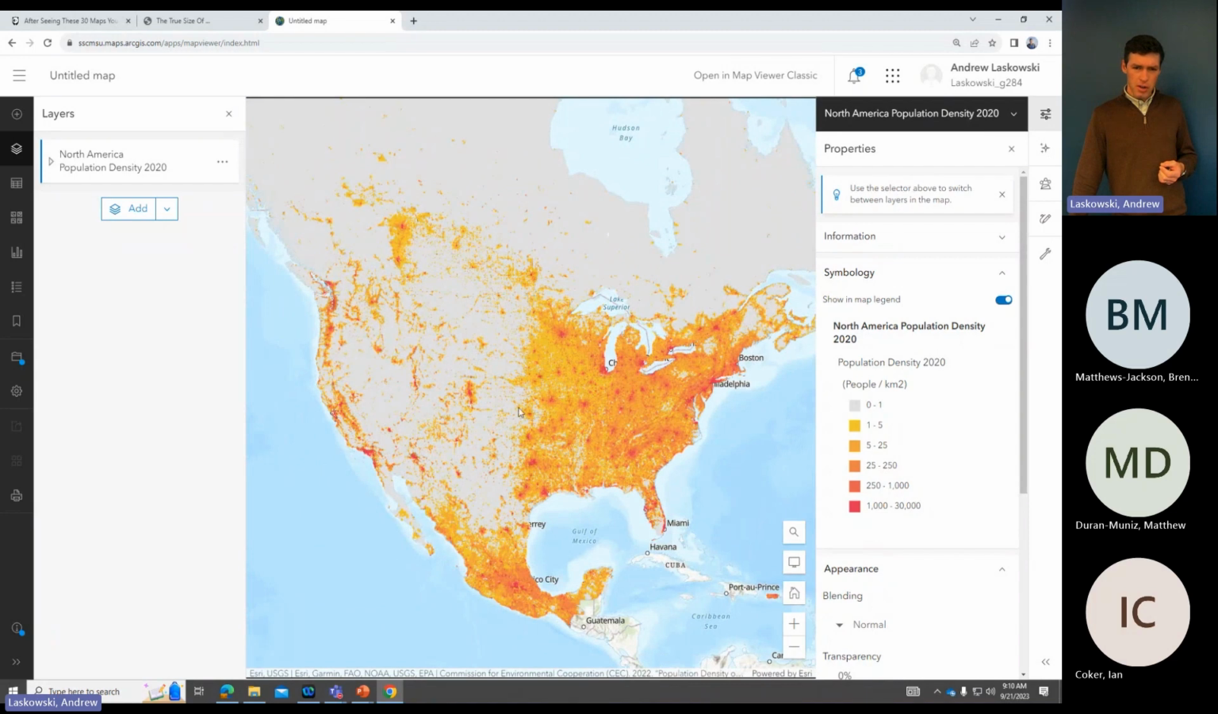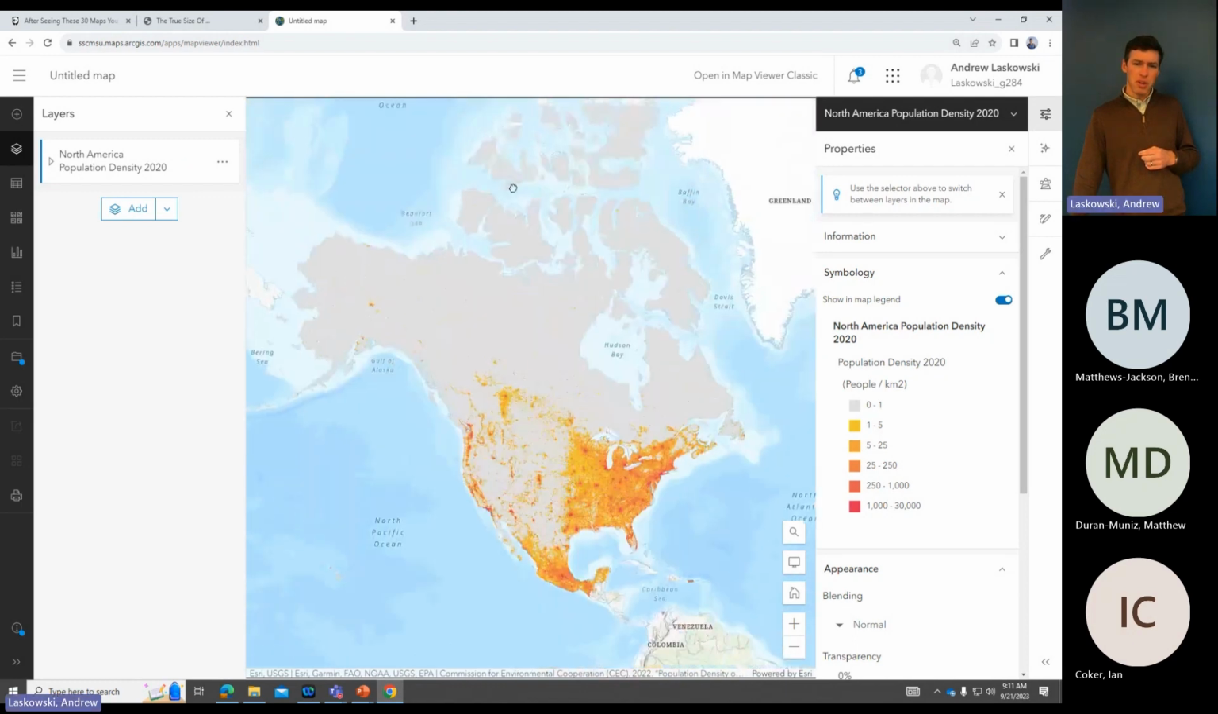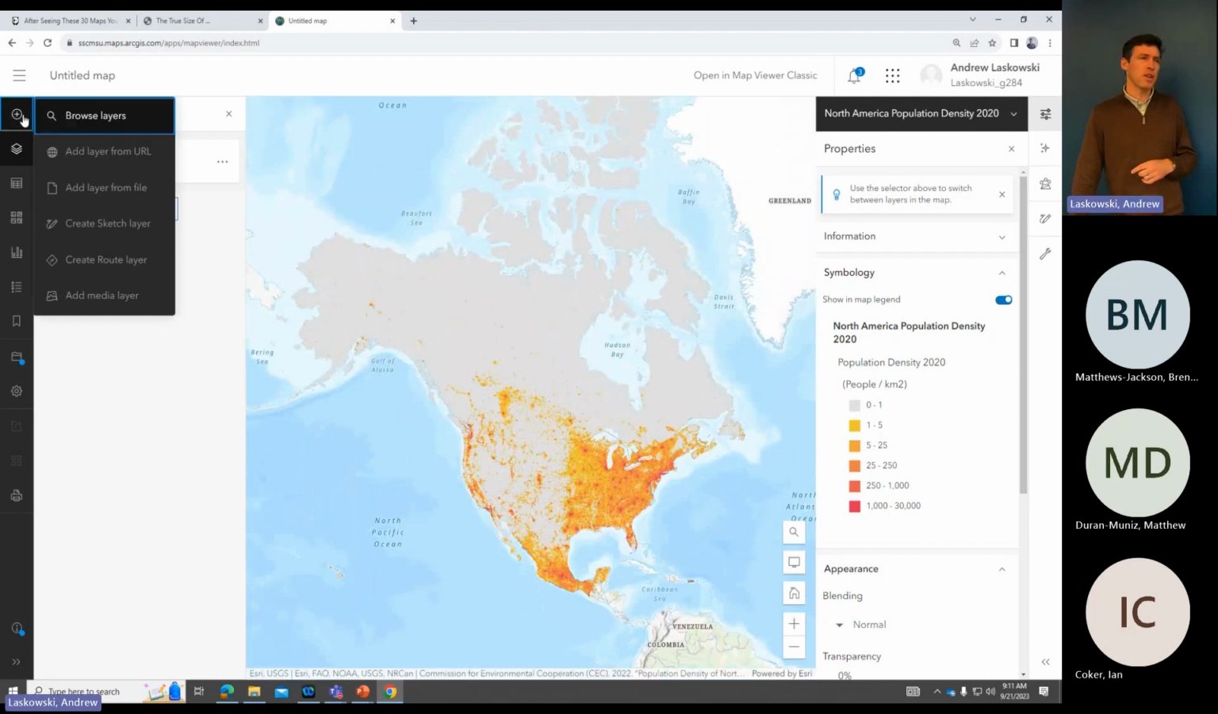Pretty stark contrast between the eastern half of the US and the western half of the US, right? Mexico is much more densely populated than you might assume. And holy cow, there's like nobody in northern Canada. But also, that's a much smaller area than is represented on this map. So how do you change the base map? The only way to do it in ArcGIS Online.